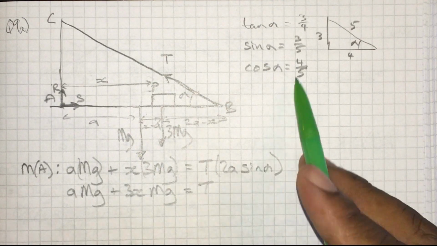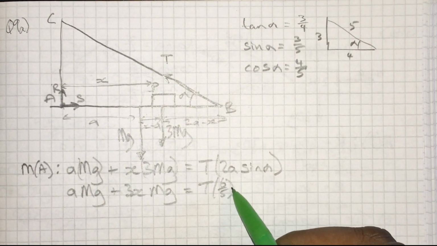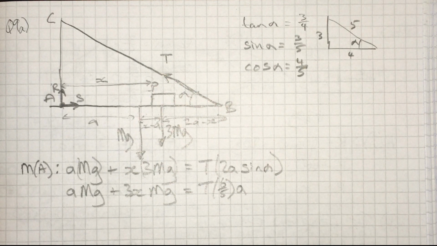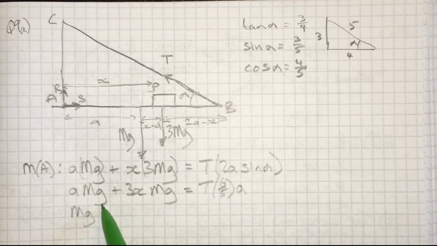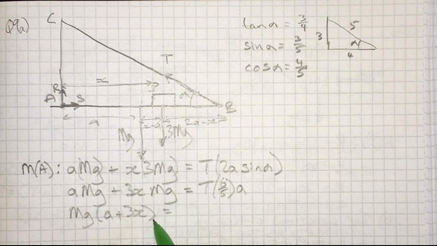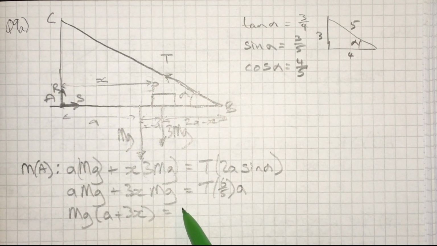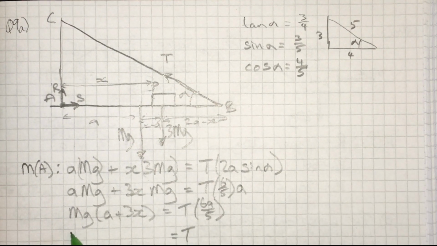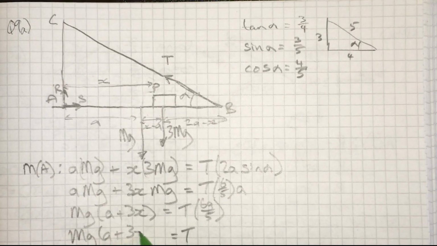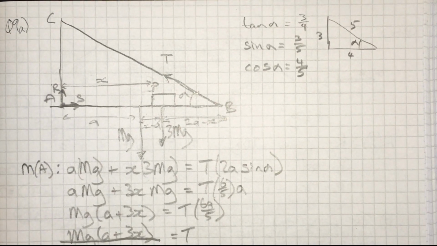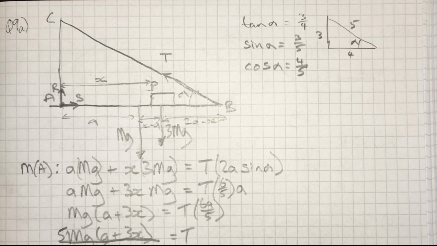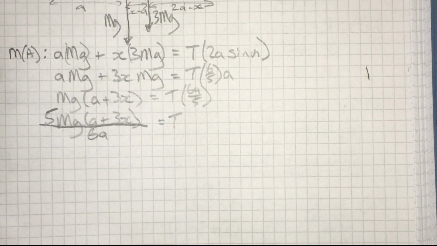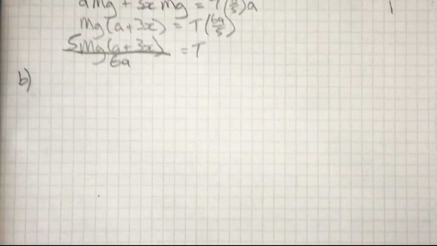Okay, gonna go ahead and simplify some things we have. Let's expand some brackets. We know that sine alpha is 3/5, and we'll just keep on going to try and simplify. We're trying to get an expression as given in the question, so let's just take some steps to make T the subject and see how close we get to the expression that's needed. All right, and there we have it. 5mg(a + 3x) over 6a, and that's the tension.